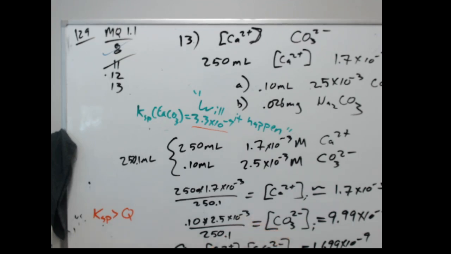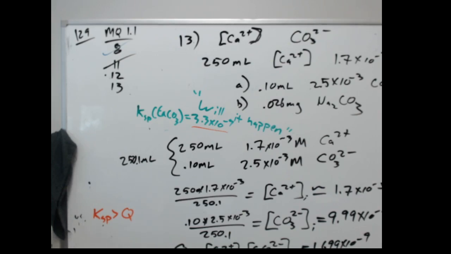So you have to do it for your particular values and see, is my Q bigger or less than my KSP? And this is Q. We just figured out Q. Q is the concentration of calcium ions initially times the concentration of carbonate ions initially. We had to do our dilution calculations to get our initial concentrations so we could calculate Q. And for the first concentration, because the initial and the final volumes were so similar, I didn't even bother doing the math. I could, but I didn't bother.